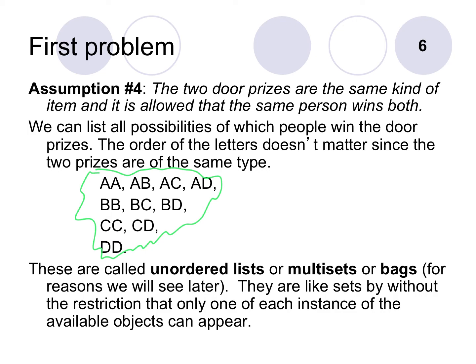In this general case, we would call these unordered lists because we don't care about the order and we're not worried about using things more than once. Other names for these are multisets because they feel like sets in which you can put things in multiple times. That's a good name. And we'll see some examples later why some people call these bags. So those are all 4 possibilities.